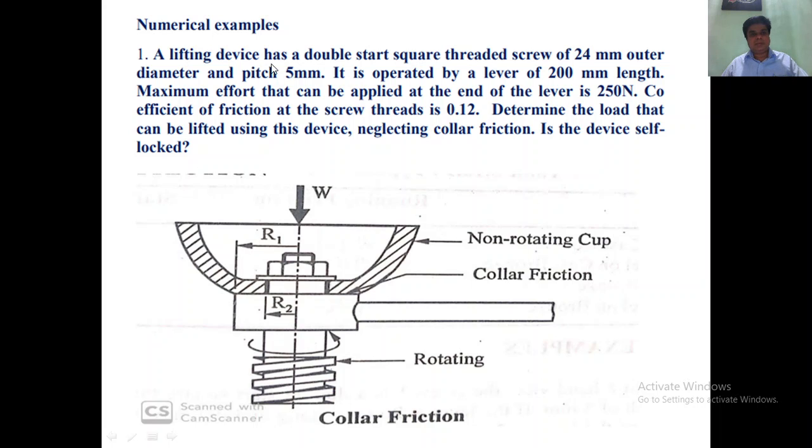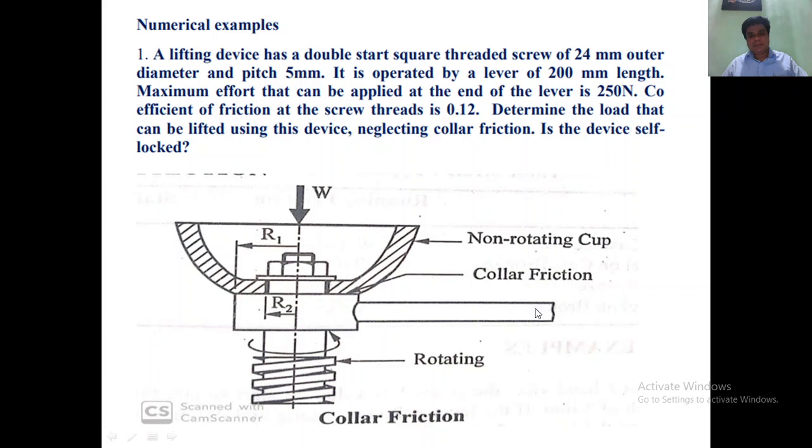So here we have the device, and it is telling us that this is a square thread. The power screw has a square thread, and it is a double start square thread, and the diameter is given as 24 mm outer diameter, and the pitch is given as 5 millimeter. So these are the parameters or dimensions of the square thread screw, and it is operated by a lever. So we have this handlebar or lever of 200 mm length, and the maximum effort that can be applied at the end of the lever is 250 Newton.